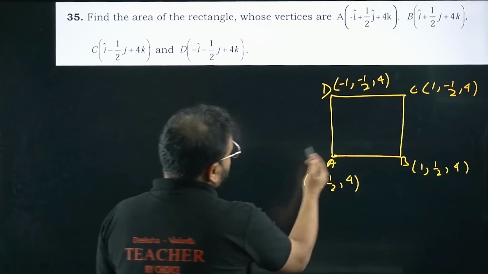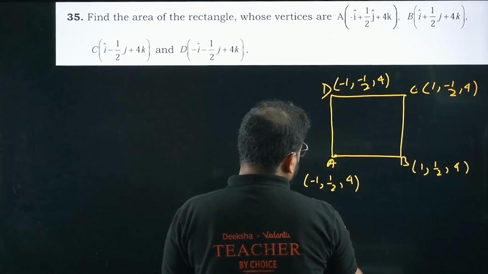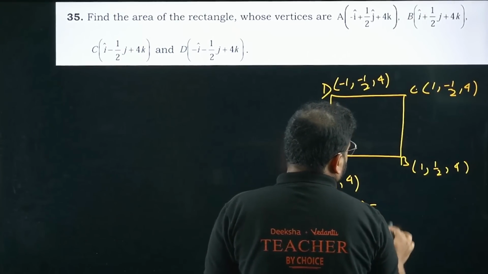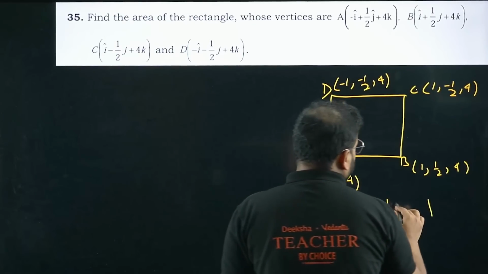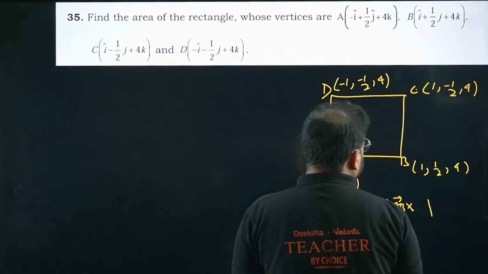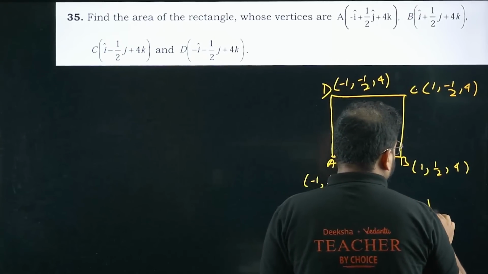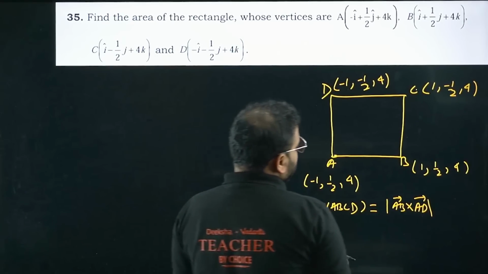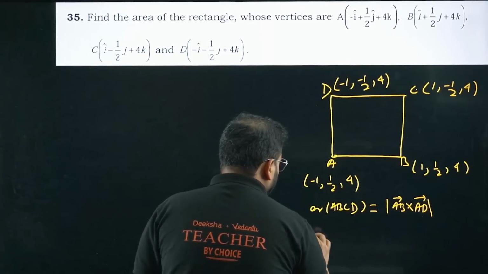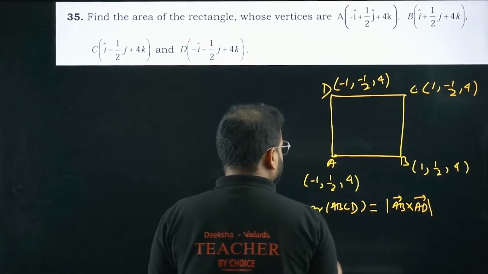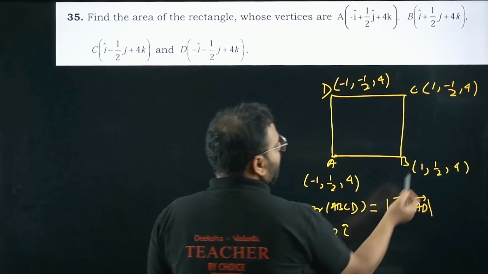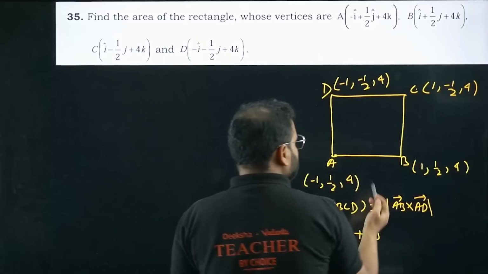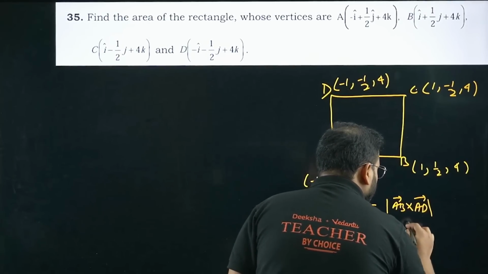So to find the area of this figure ABCD, we can take it like this. Area of ABCD is nothing but modulus of vector AB cross vector AD. Let's find the vector AB. How do you find vector AB? Vector AB will be 1 minus minus 1, so 2i cap. 1 by 2 minus 1 by 2, so plus 0j cap. Then 4 minus 4, so plus 0k cap.